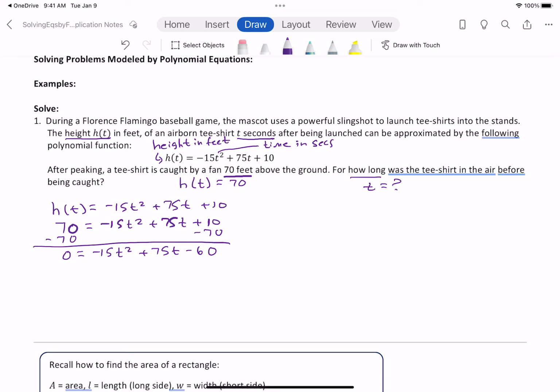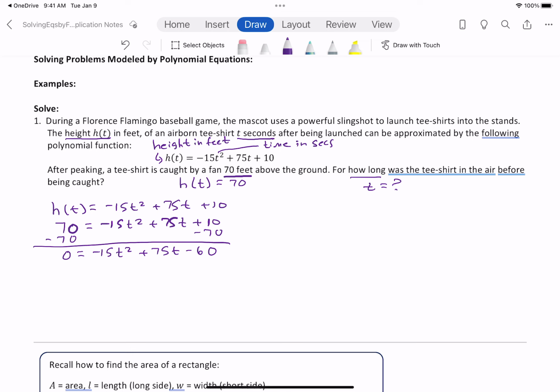So once we're equal to 0, we need to factor it so that we can set the two factors equal to 0 and solve. You could start by looking at this and saying, well, I've got a trinomial and a is not equal to 1, and look at it as the AC method. It would work if you do that, but it's going to be a little tedious because a times c is going to be negative 15 times negative 60.